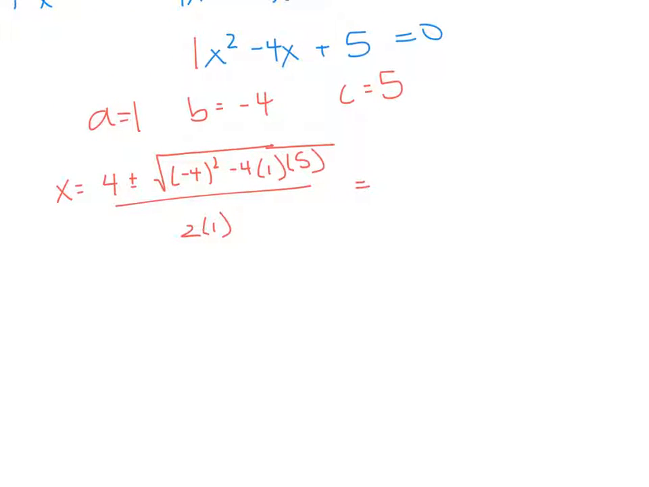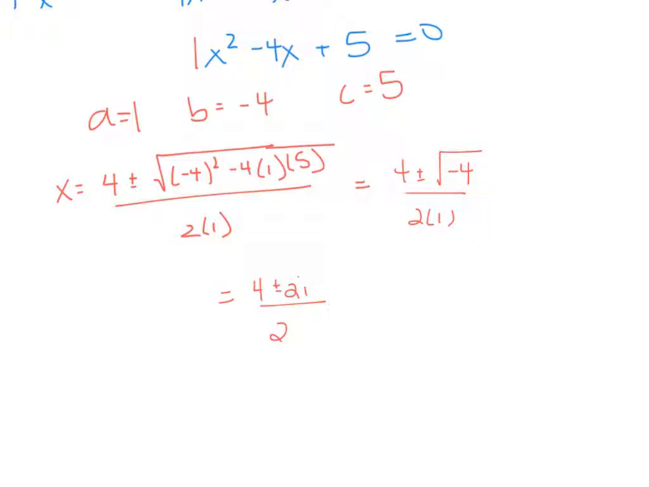So that means when I rewrite this, it will be 4 plus or minus square root of negative 4 all over 2 times A. So once again, I can simplify the square root here, so I'm going to. 4 plus or minus, and that negative 4, the square root of that is just 2i. And 2 times 1 is 2.